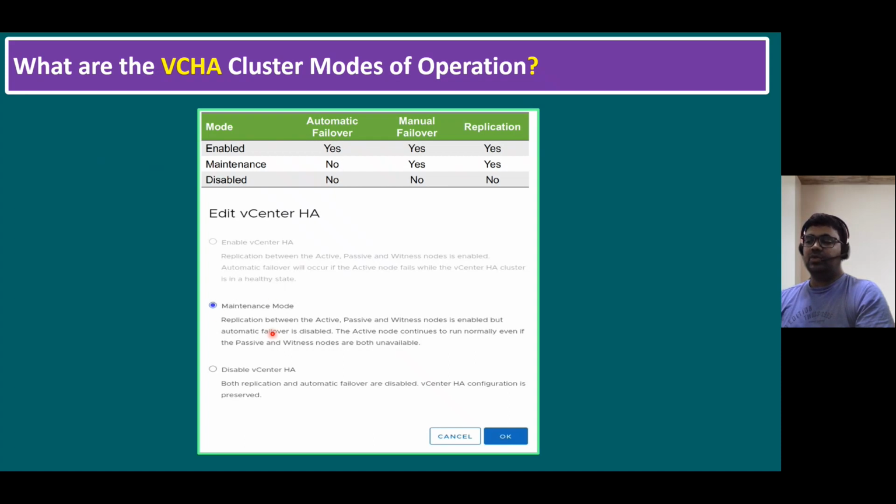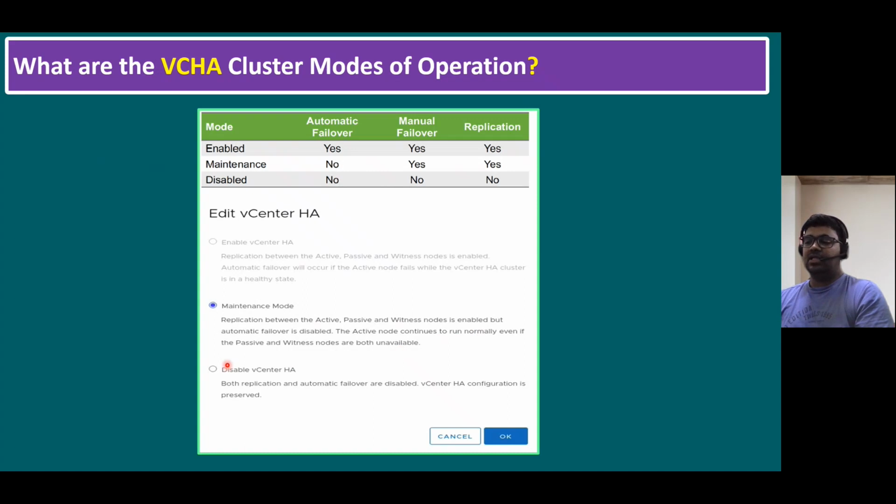Okay, and maintenance. Suppose you want to perform some maintenance on your vCenter HA, like if you want to renew your vCenter SSL certificates, that is one example. Or if you want to do patching at our vCenter level, that is also one example. During that time we need to place our vCenter HA in maintenance mode. When you place the vCenter HA in maintenance mode, automatic failover is not available, and manual failover is available, and replication is still available. Replication between the active and passive witness node is enabled, but automatic failover is disabled. The active node continues to run normally even if the passive and witness nodes both are unavailable.